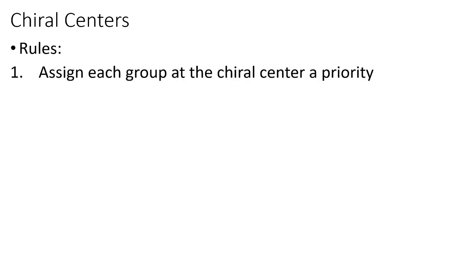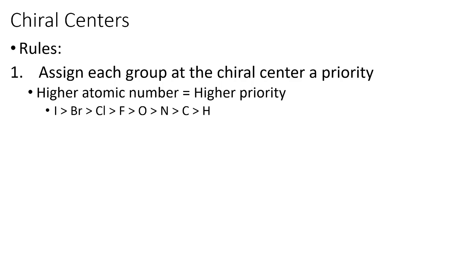So let's look at the rules on how we're going to assign R and S to our stereocenter. First, we're going to assign each group at the chiral center a priority. The higher the atomic number, the higher the priority. So iodine in our molecule would get the highest priority label, followed by bromine, chlorine, fluorine, then oxygen, nitrogen, carbon, and hydrogen. If there are any other atoms that we might see, such as sulfurs or phosphorus, we would just fill them in based on their atomic number.